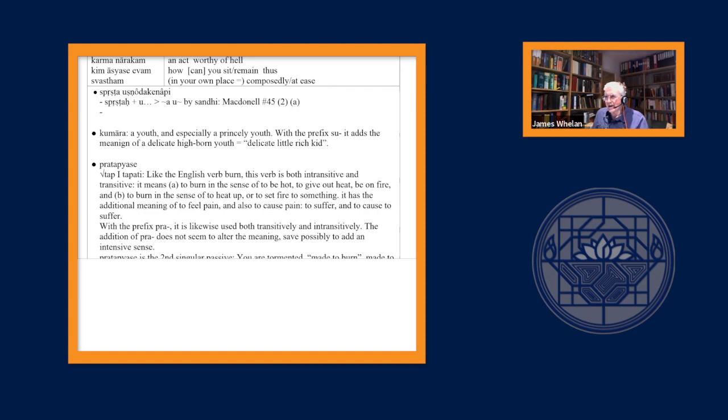So that is why what we're trying to do here isn't just saying, what does this mean in English? Anyone can get a translation of it. We're trying to understand it from within the Sanskrit.